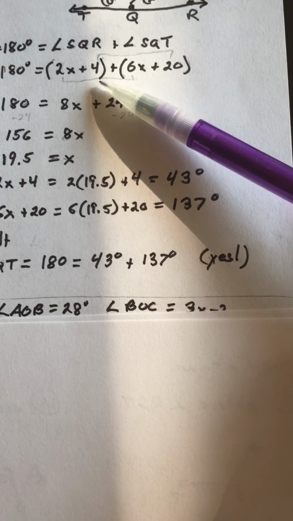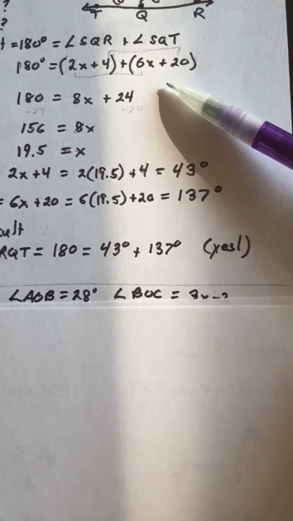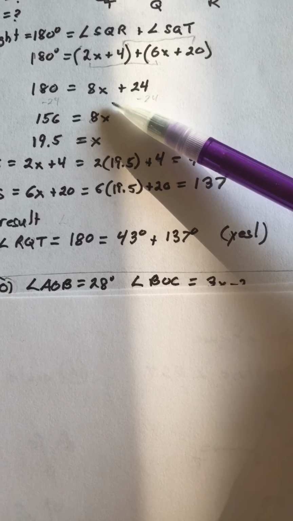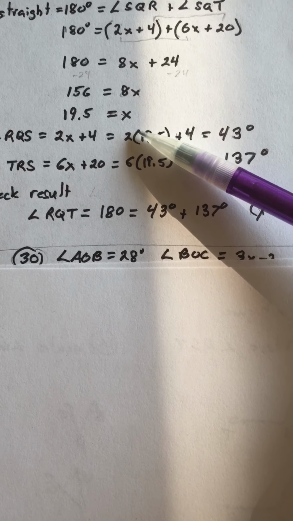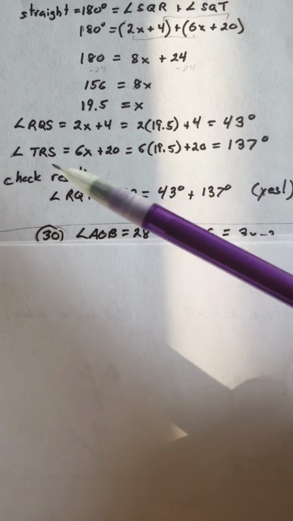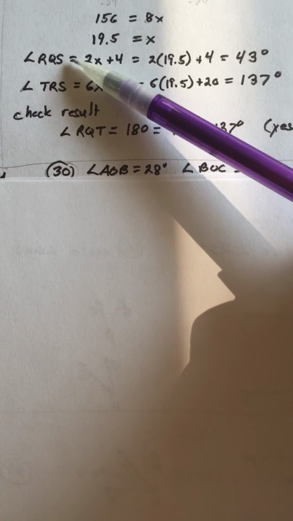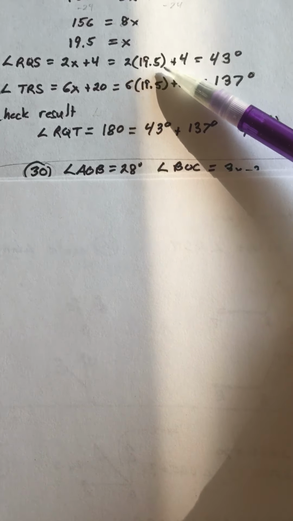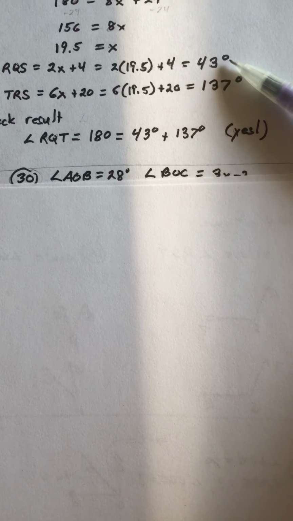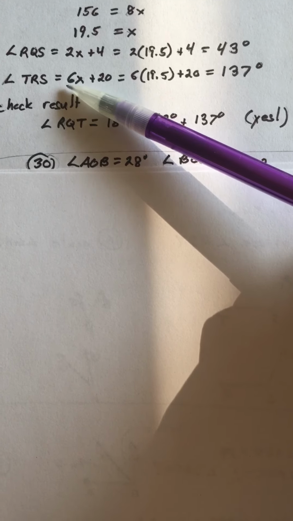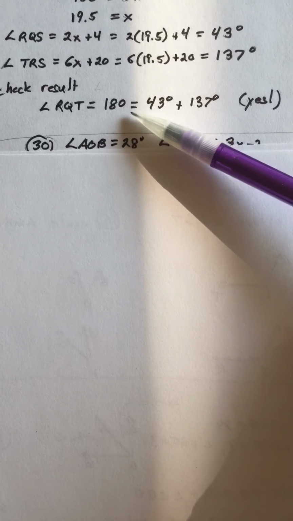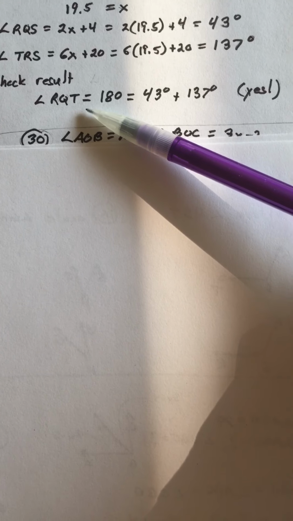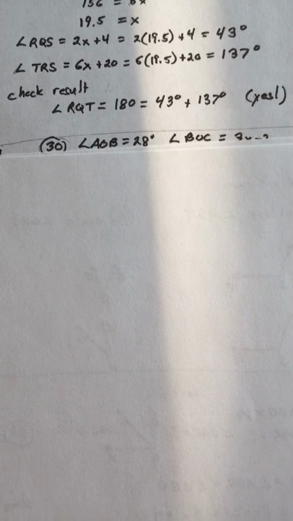180 degrees equals 2x plus 4 plus 6x plus 20. Again, combining all the like terms, I get 180 equals 8x plus 24. Subtracting 24 from each side and then dividing by 8, I get 19.5 is equal to x. So I can now put the x value back into the expressions for RQS and TRS. In the first case, I get 2 times 19.5 plus 4 gives me 43 degrees. And then for angle TRS, I get 6 times 19.5 plus 20 is 137 degrees. And again, I can check that result because the sum of those two should equal 180 degrees, which it does.